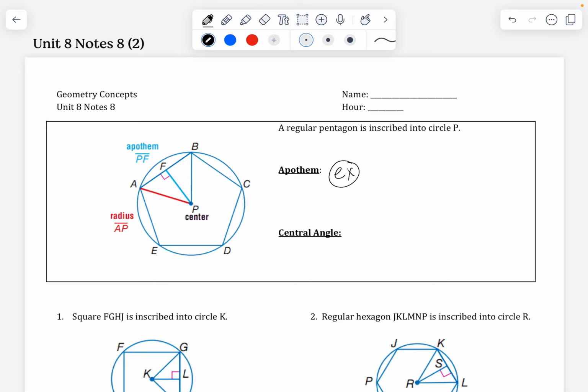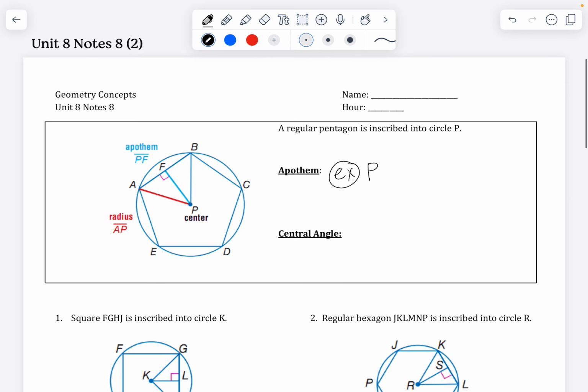And remember, polygons are things like pentagons and hexagons and octagons. And one of the things that polygons have is an apothem. If you look closely at this picture over here on the left, you'll see segment PF. Segment PF is an apothem.